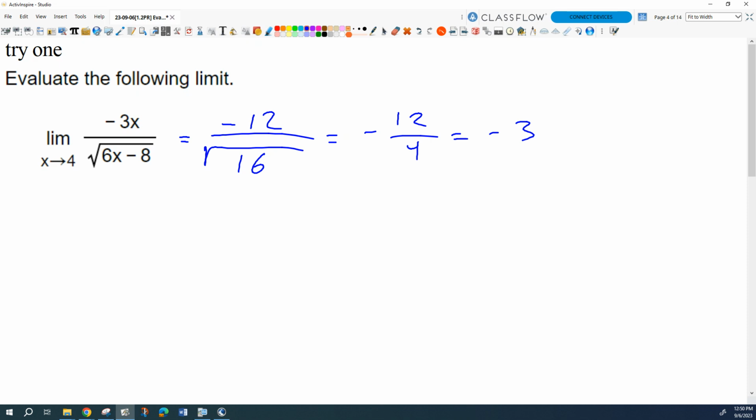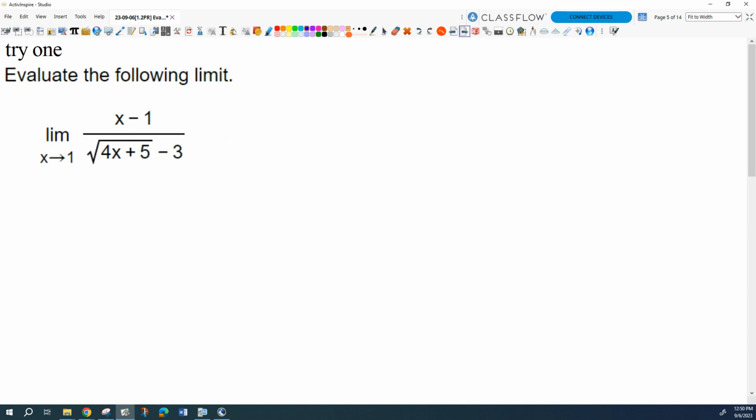Don't jump to conclusions. Always try to evaluate directly, because sometimes you don't have to do anything complicated at all, right? This was a type 1. We evaluated directly and we got a numerical answer. We're done. Okay. How about that one? What do we try first? Evaluate directly. What do we get? 0 over 0, don't we?